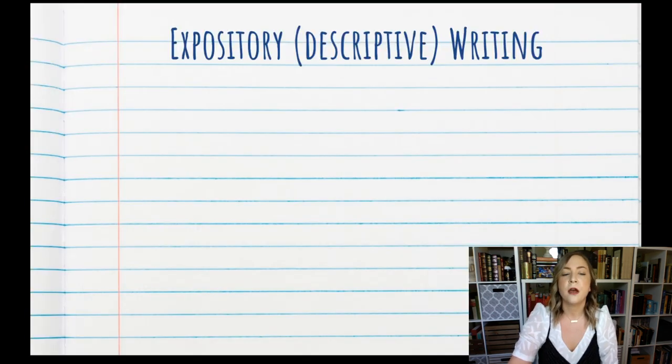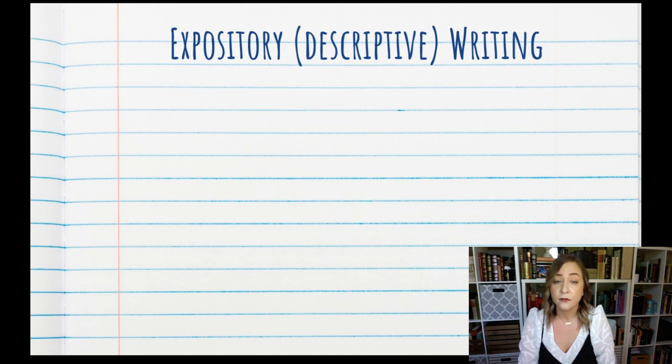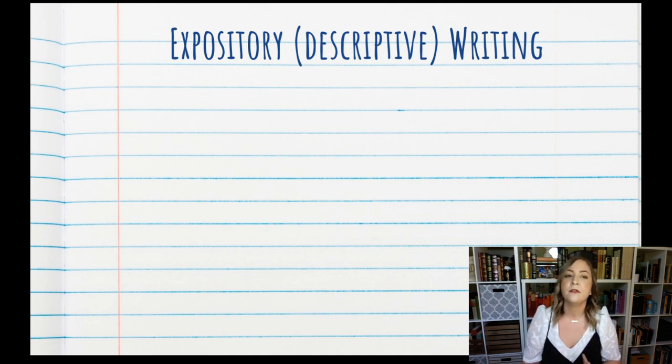The first type of writing we're going to cover is expository, or this can also be called descriptive writing. This could fall into creative writing, but we're going to look at it just in terms of how it would function in a formal academic piece. Of course, descriptive writing is a component of creative writing, but we're going to look at it as setting up an expository essay.